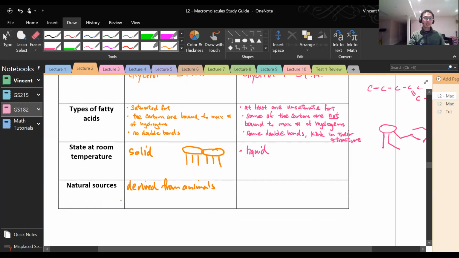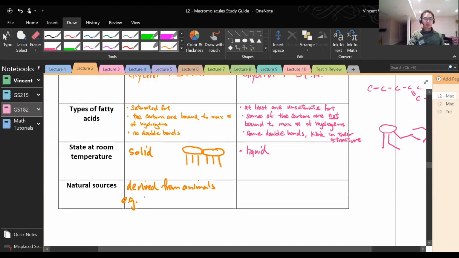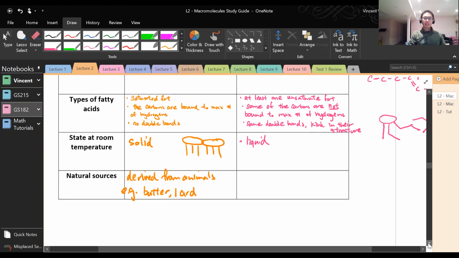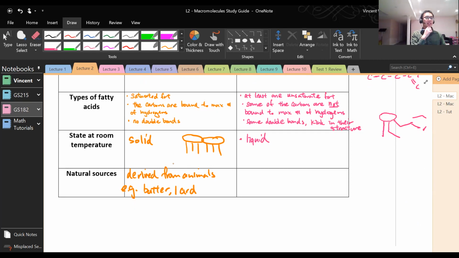But does anybody have any examples for saturated fats? Butter. Butter, yeah. Lard, that's another one. Good. Butter and lard taste so good when you use them to bake, but they're so bad for your body. Would it be cheese? Cheese is mostly protein. There's some fat in it, but I don't think that would be an example. Jello is, believe it or not, sugar and protein. There's no fat in Jello.